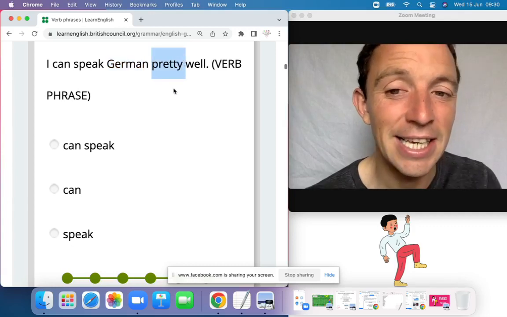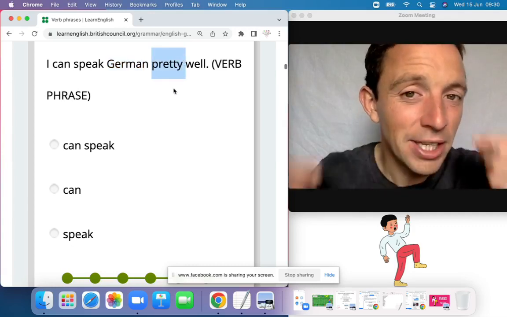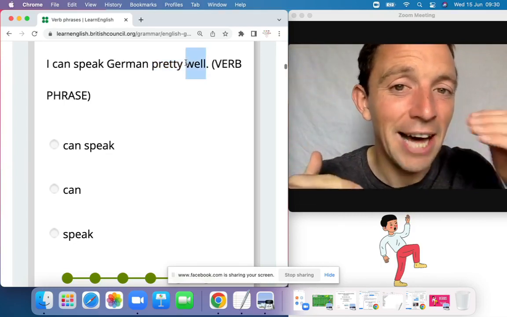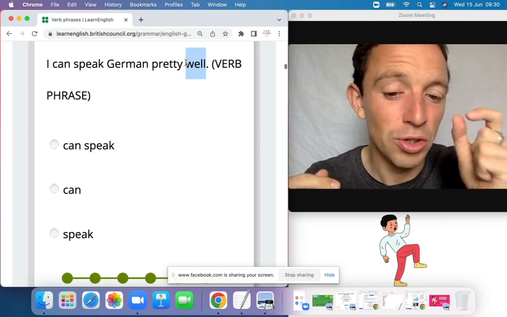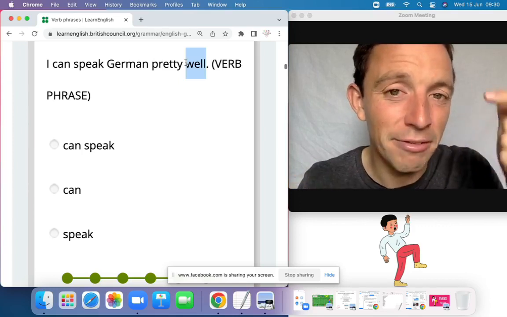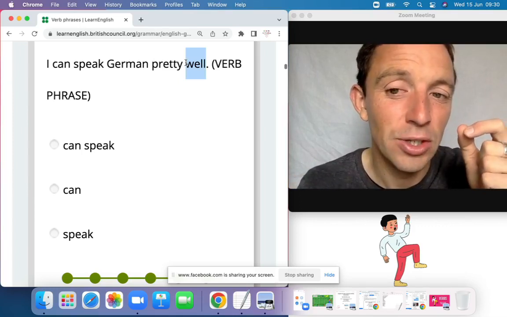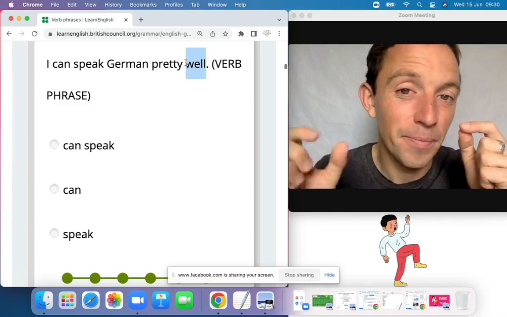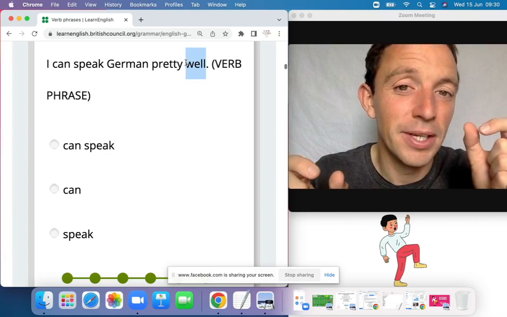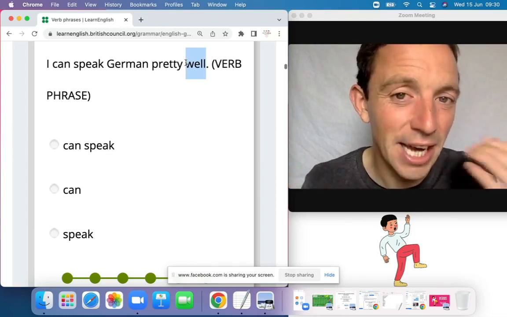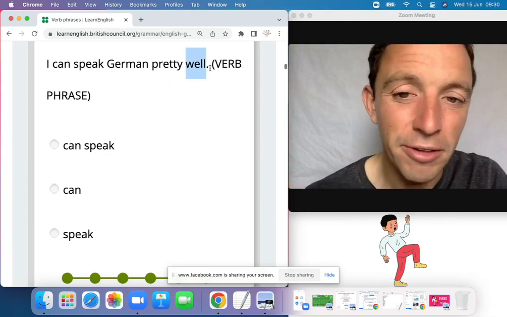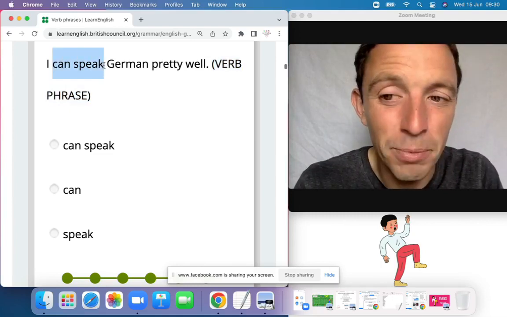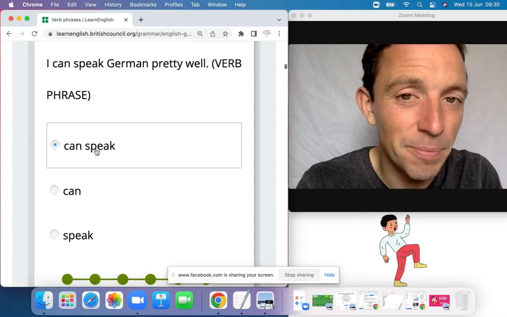Pretty is the mitigator. Remember the difference between intensifier and mitigator. Well is the adverb. The adjective is good, but the corresponding adverb is well. So the mitigator for the adverb is pretty. So it's reducing the intensity of the adverb. So we are looking for the verb phrase. Again, can is the modal and speak is the main verb, but the verb phrase is can speak.